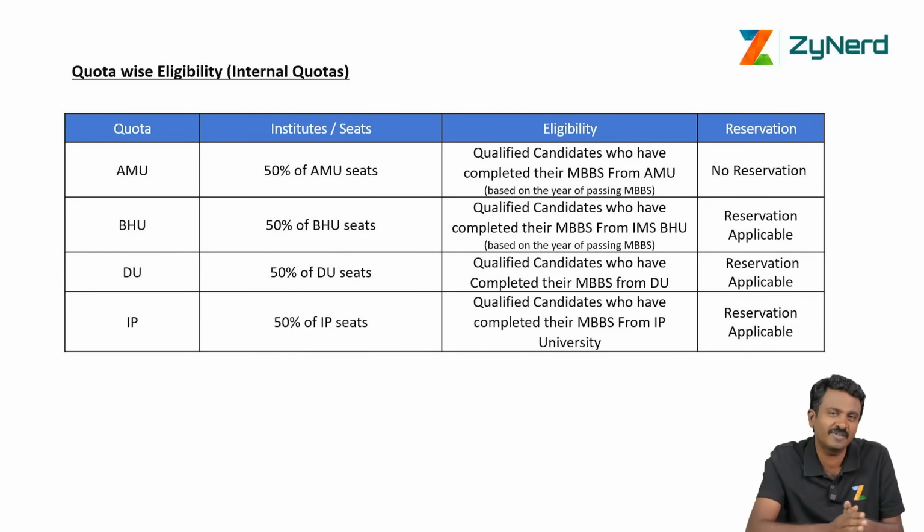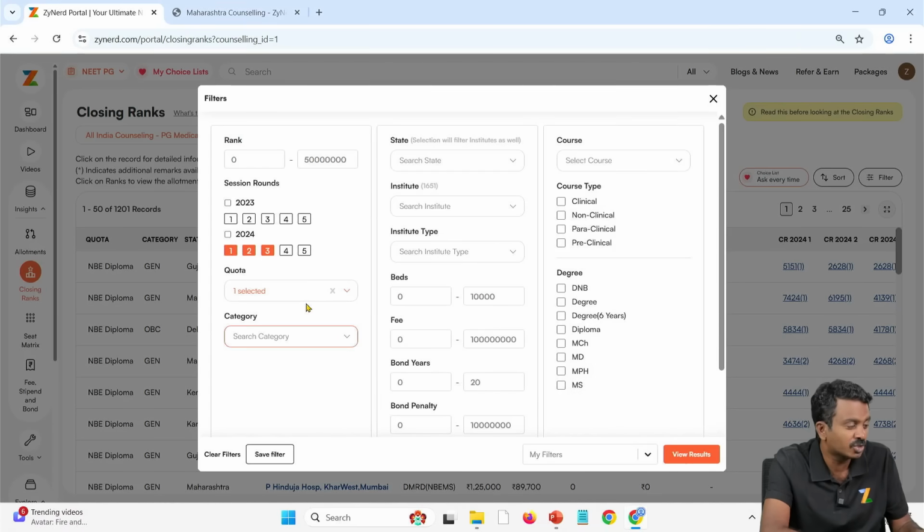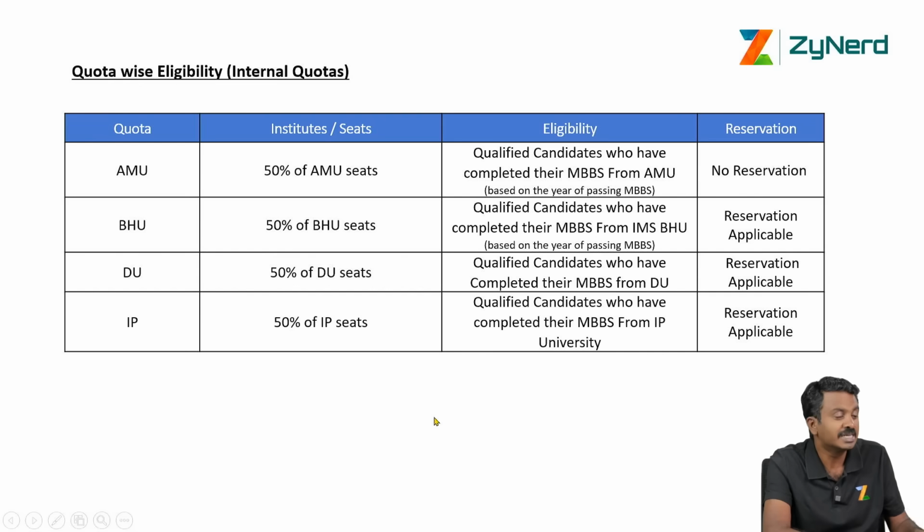BHU and AMU have a year-of-passing based eligibility as well. No reservation in AMU. BHU, AM, DU, IP reservation is applicable. Why are we stressing that? So when you are selecting DU, you should not take up any seat. You will have to take up EWS or Gen seats, or Gen, whatever category you belong to.